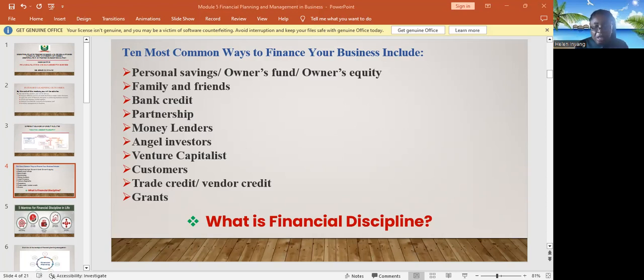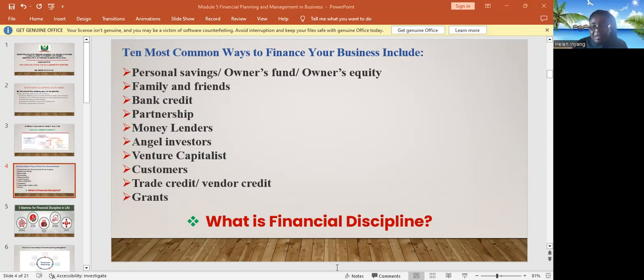Grants may not necessarily come in the form of money, but can also come in the form of fixed assets. Either the government or a non-governmental organization can give you a fixed asset, maybe in the form of machinery or anything else that will help you carry out your production or render your services effectively.